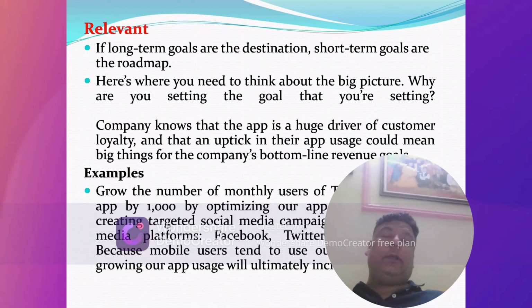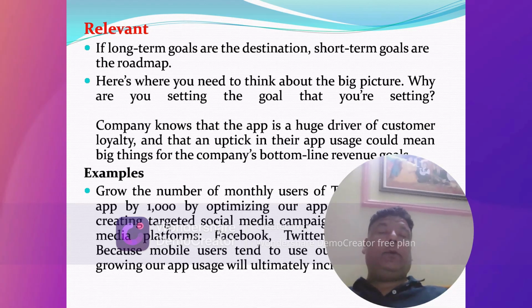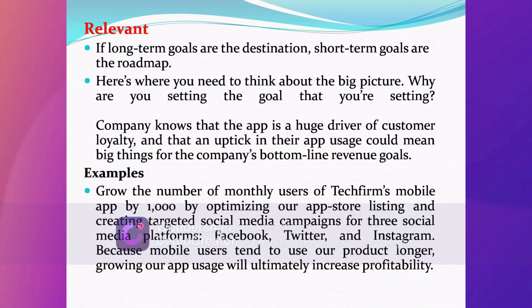Okay, if achievable is done, then we move on to the next, which is relevant. If long term goals are the destination, then the short term goals are the roadmap. You have to reach the destinations, but you can only reach them if you fulfill your short term goals, because you will find them at different places. So as I told you, all the goals have to be relevant for your company. You have to understand that whatever relevant targets there are, they have to be set.